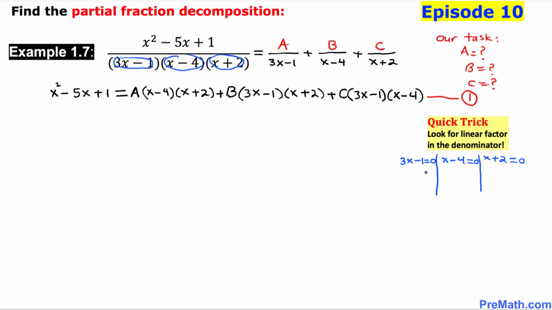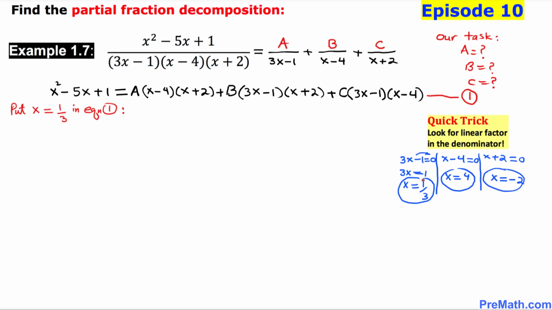Alright. So if we move this negative 1 to this side, we are going to have 3x equal to positive 1. That means x is going to be 1/3. So one of our x values is going to be 1/3, and here x equal to positive 4, and the third x value is going to be x equal to negative 2.